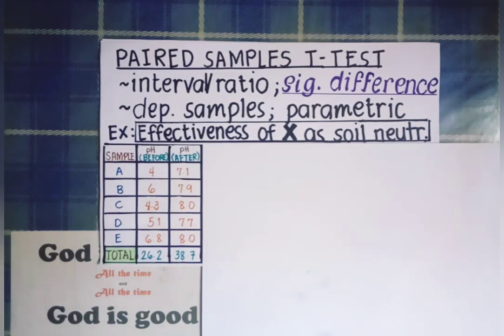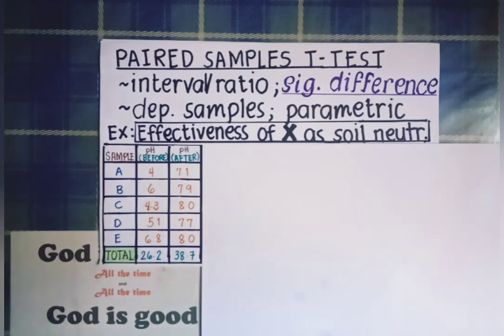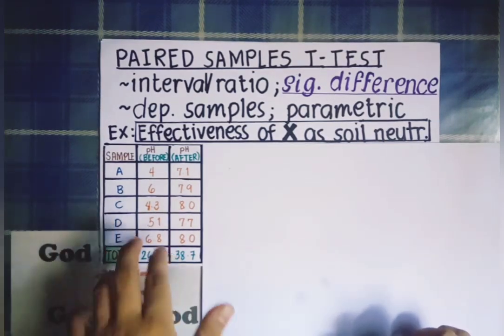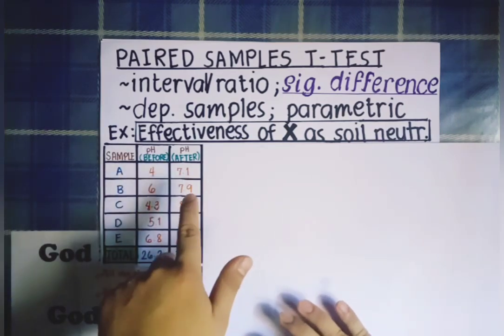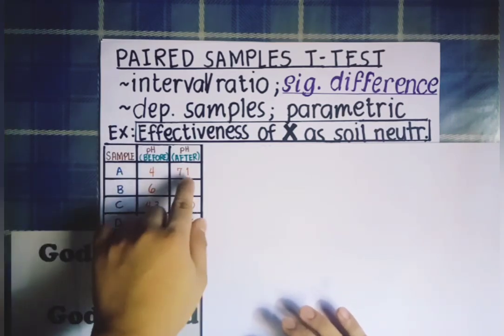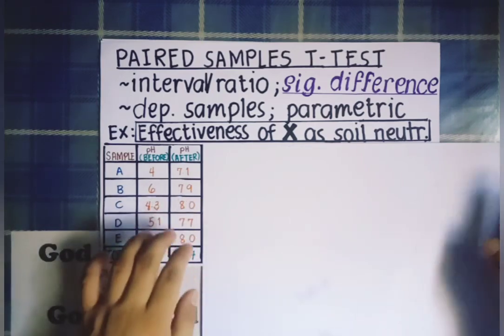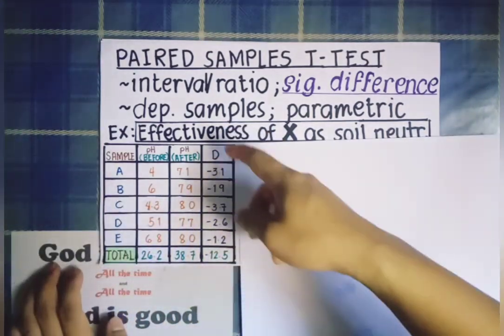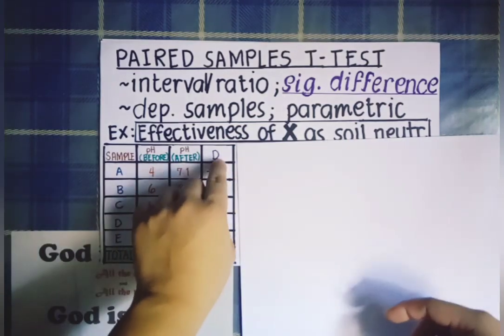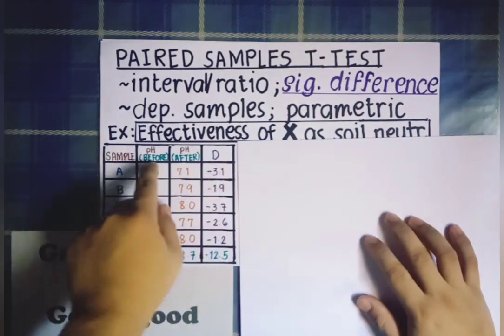Now, there are some computations that we should do here before we proceed to the major computation itself. Okay, so first we need to determine the difference between the data for before and after. So that's like 4 minus 7.1, 6 minus 7.9, and so on and so forth. And we will have here this column for the difference. Now, D here stands for the difference between the before and after.